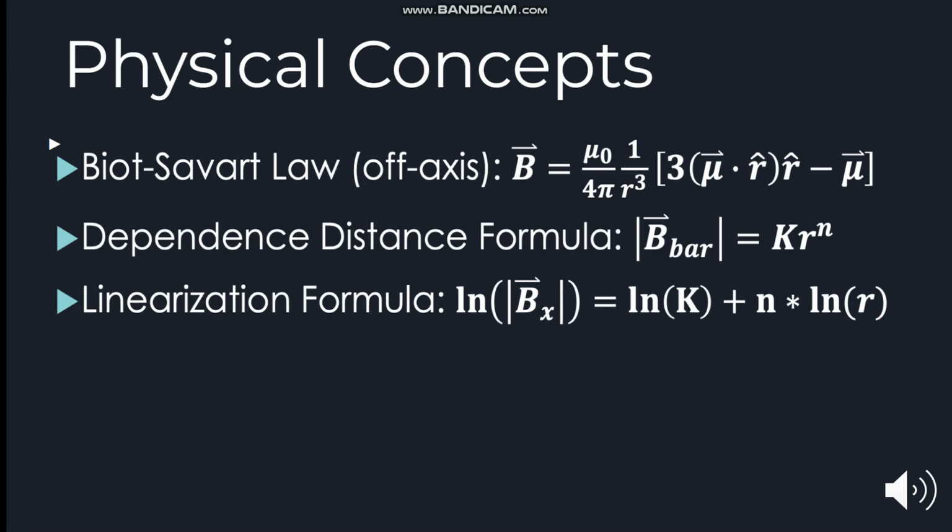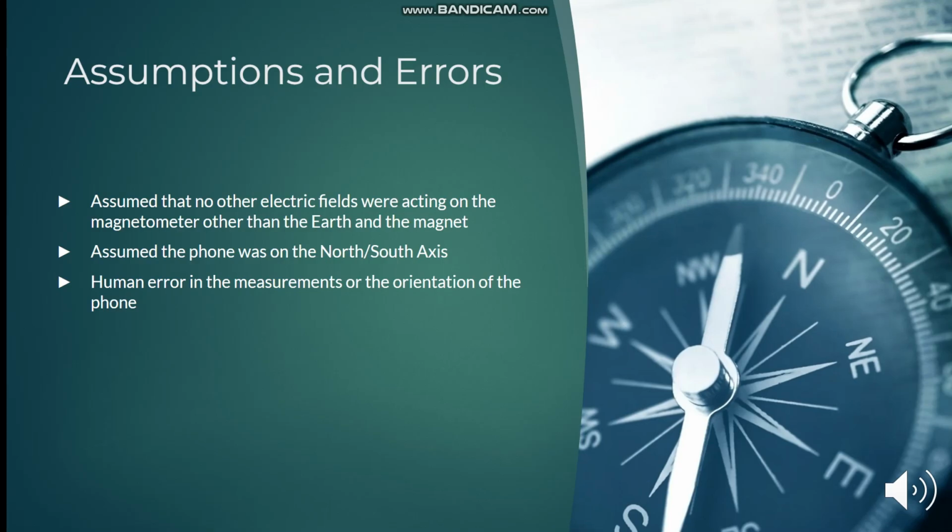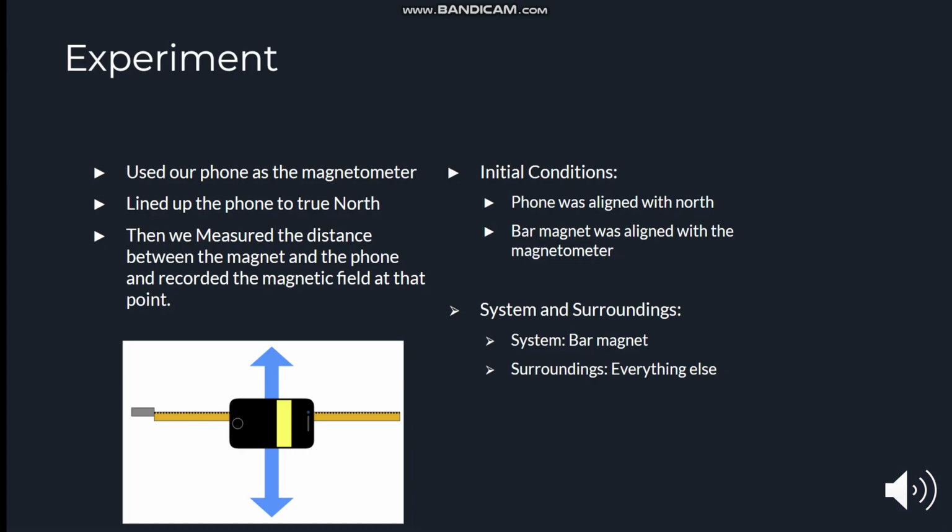So we have the Biot-Savart law, and we have the dependence distance formula and linearization formula. These are our physical concepts. So, assumptions and errors. We assume that no other electric fields were acting on the magnetometer other than the Earth and the magnet. Assume the phone was on the north-south axis. Human error in the measurements or the orientation of the phone.